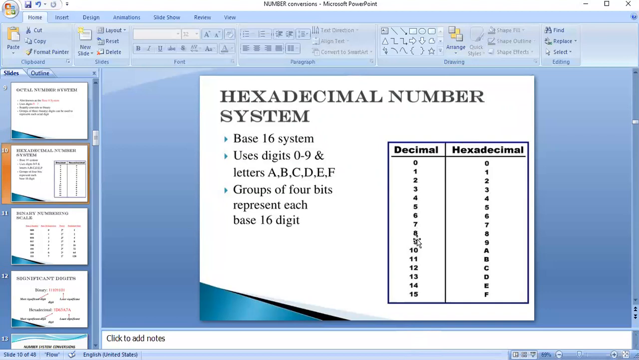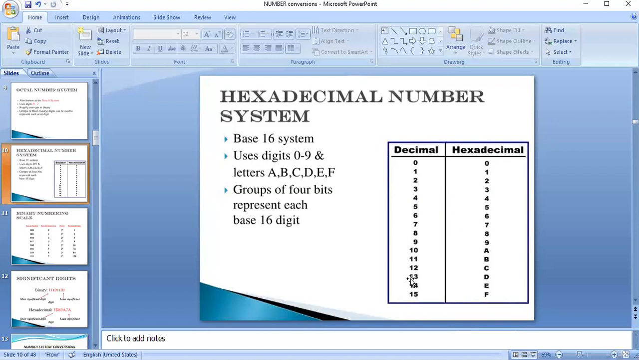0 to 9 are numbers. After that, we have the representation of 10 in decimal, but instead of 10, we have to write A in hexadecimal. So decimal 10 is equivalent to A in hexadecimal. 0 to 9 are numbers, A to F are alphabets. Totally we have 16 digits.